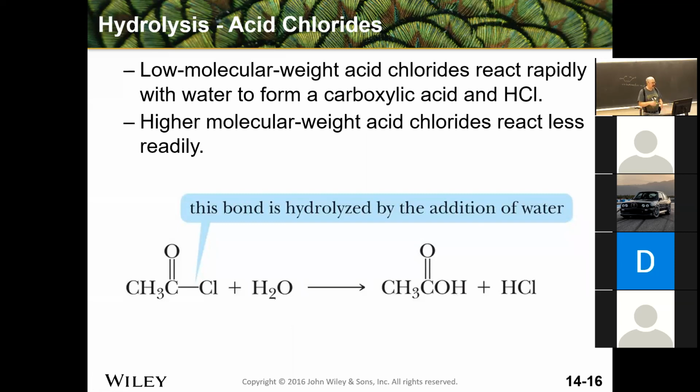And so if you open a bottle of acetyl chloride, it looks kind of scary because it looks like there's smoke coming out of the bottle. What that is, is an aerosol mist of HCl. Acid chlorides are powerful lacrimators, which means they cause your eyes to burn and water.